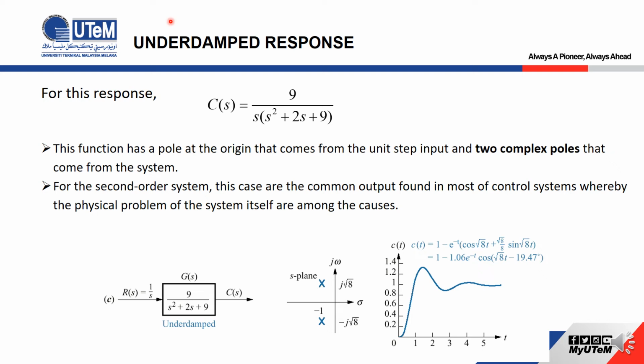So for second order systems, these cases are the common output found in most control systems, whereby the physical problem of the system itself is among the causes. As you can see here, these are the two poles of the system, located on the complex plane. So from this result, we can conclude that an underdamped system yields an exponentially damped sinusoidal response to the step input.